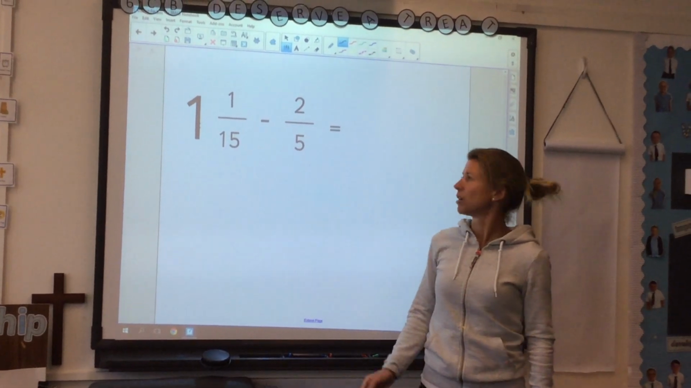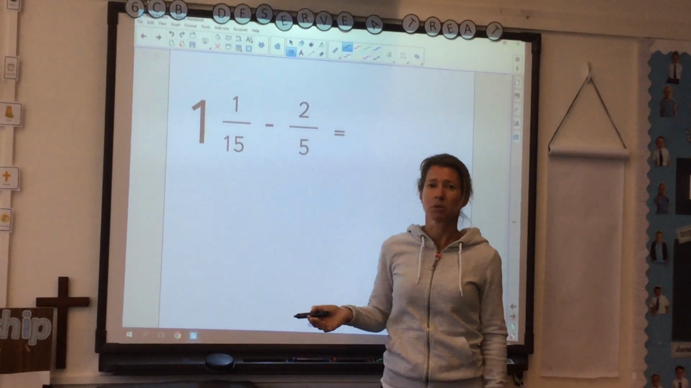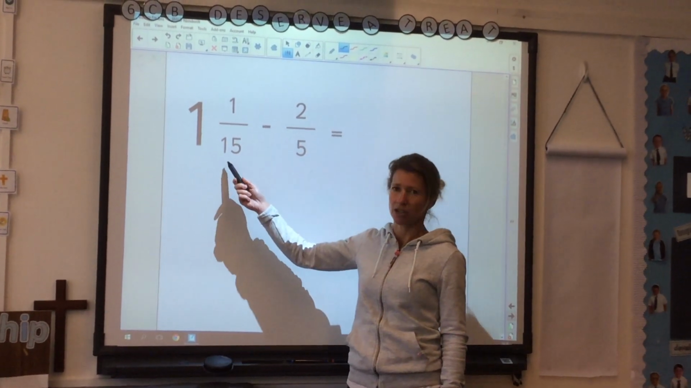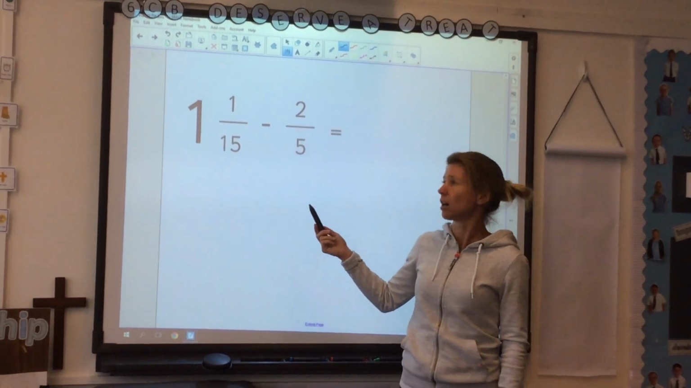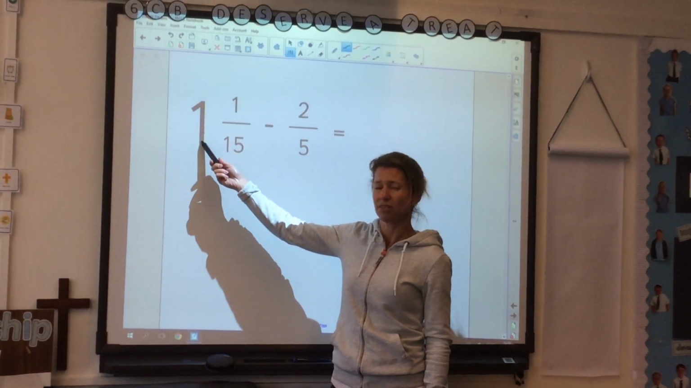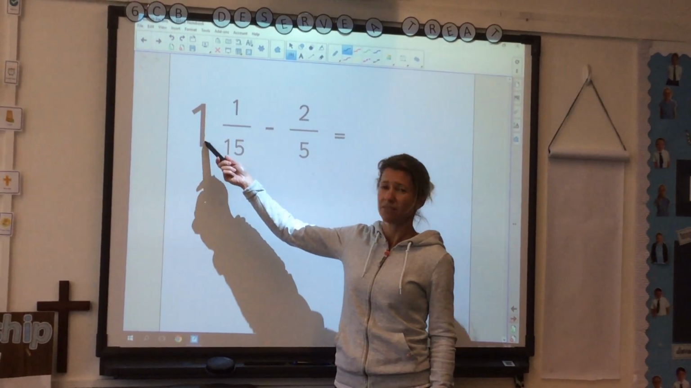This one's a little bit different. We actually have a mixed fraction here. Now you have to decide sometimes whether or not you're going to change your mixed fraction into an improper fraction. Now you do need to this time. So how many 15ths is this? You're right, it's 15 15ths.